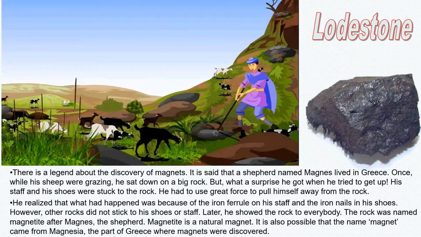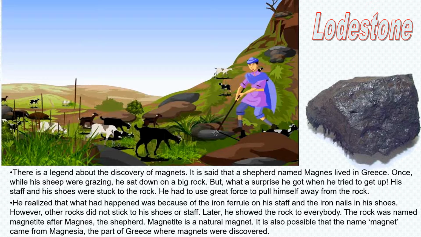Let us learn about the discovery of magnet, as to how this magnet came into existence. Remember that it wasn't made. It was already there and it was just discovered. Okay, so there is a legend about the discovery of magnet.